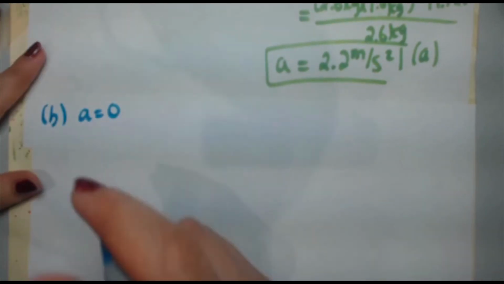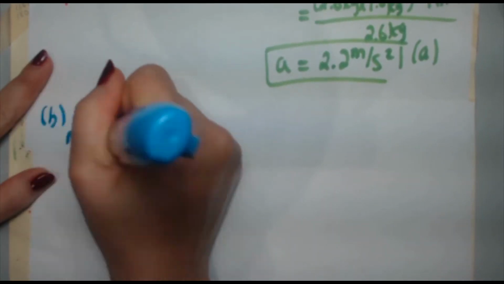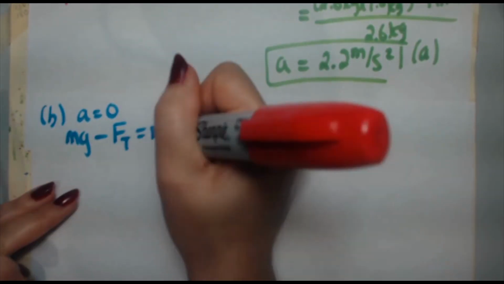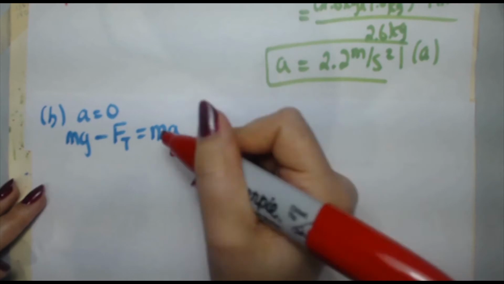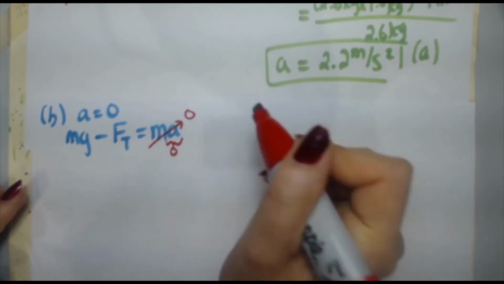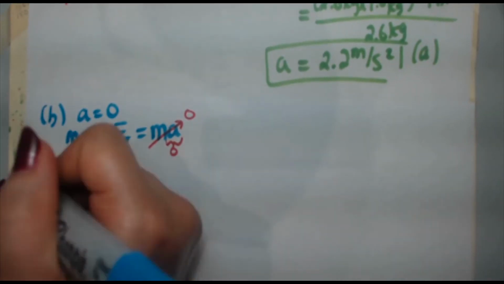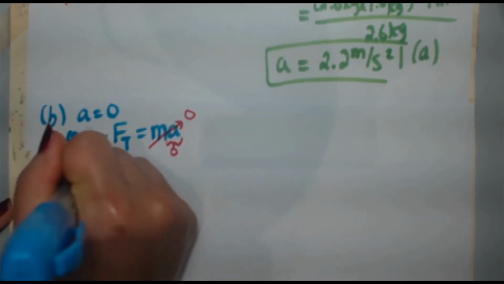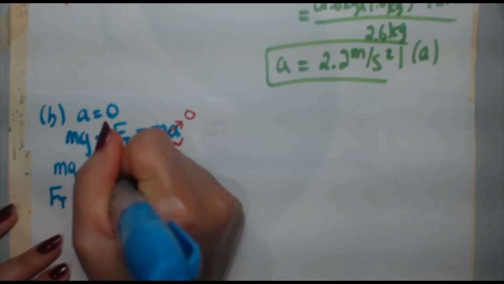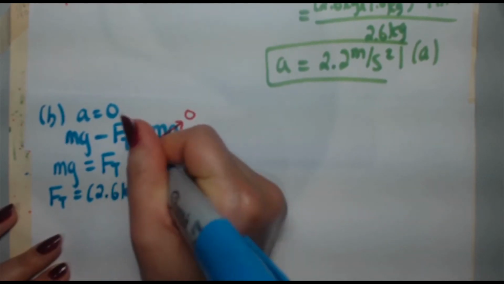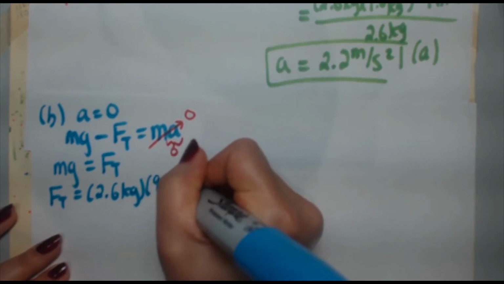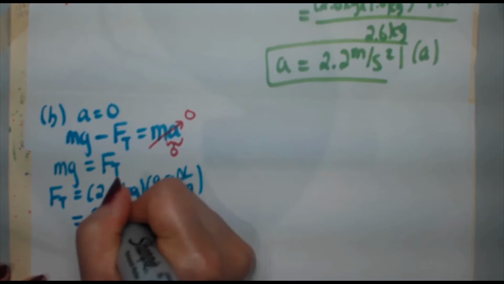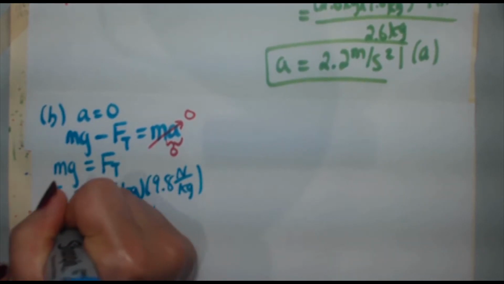Okay, so mg minus Ft equals ma. And of course, because a is 0, 0 times anything is 0. So the entire expression disappears. Therefore, we can say that mg is equal to Ft. Ft is equal to 2.6 kilograms times 9.8 newtons per kilogram. So the force of tension is 25.48 newtons.